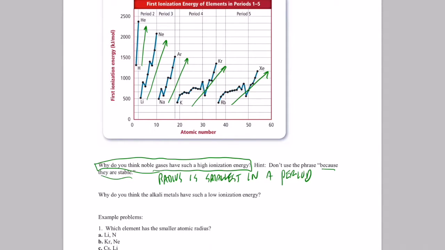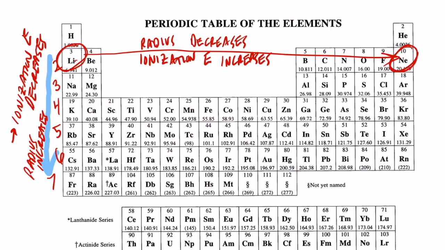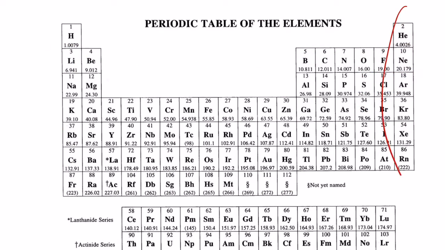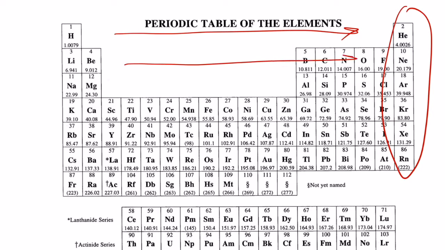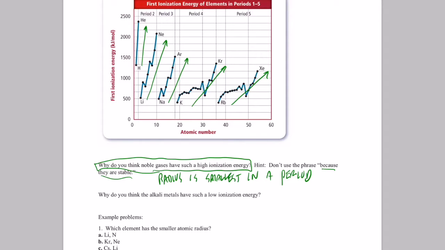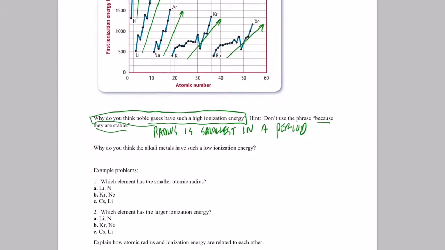And that's tough for kids to get a hold of. When you look at the noble gases, kiddos, remember the noble gases are to the far right of every period. And when you go to the right across a period, the radius always gets smaller. And so if those electrons are closer to the nucleus, they're harder to remove. Their ionization energy is higher.